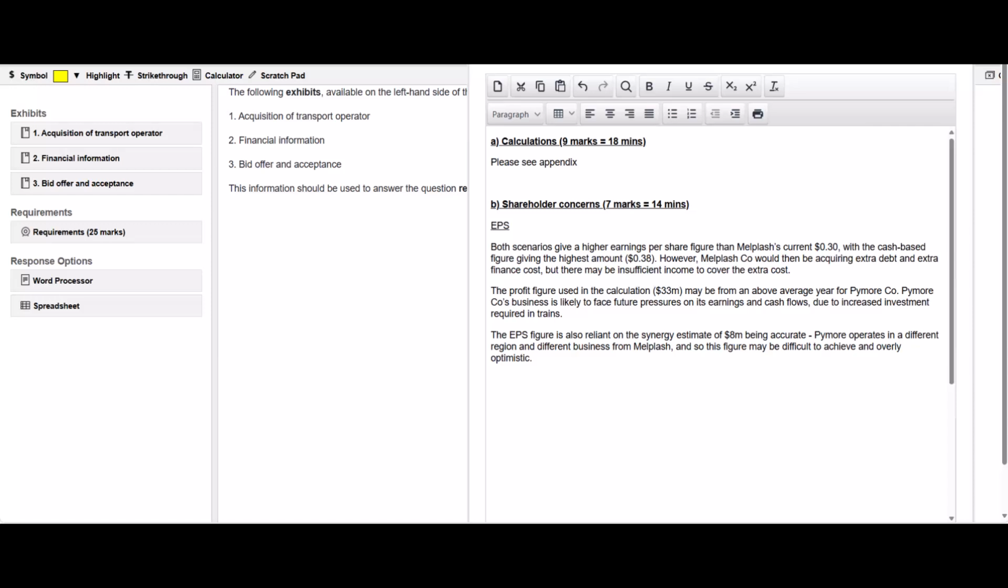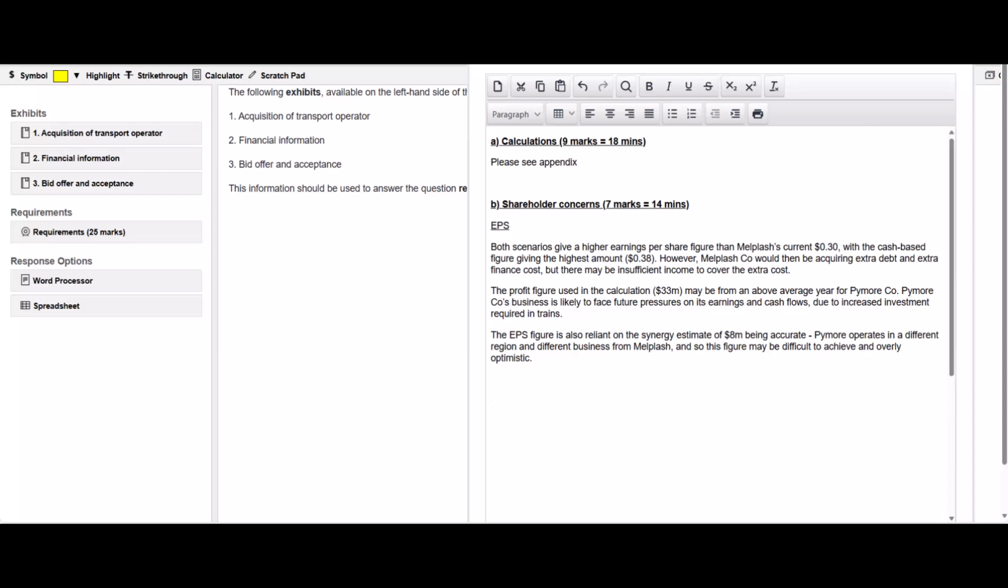Continuing with that skepticism theme, I also questioned the synergy. So the EPS figure is also reliant on the synergy estimate of 8 million being accurate. And the fact that Pymore operates in a different region and different business. Remember, they're more trains, whereas Melplash historically have been more buses. This figure may be difficult to achieve and overly optimistic. So just showing a bit of skepticism there as well.